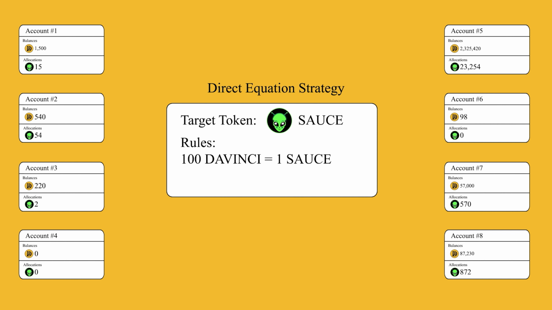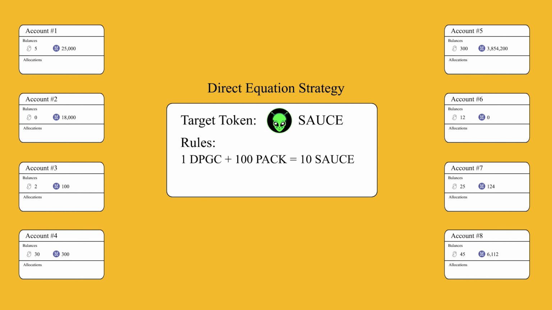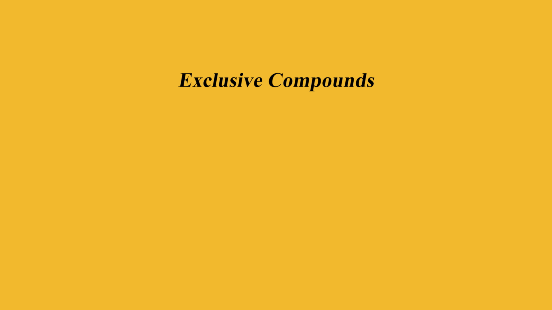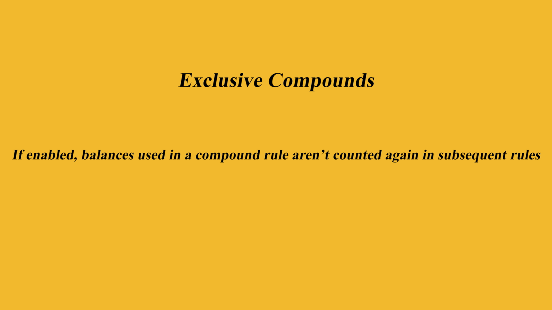You can also define compound rules, where multiple tokens are required to meet a condition. For instance, 1 dead pixel NFT plus 100 pack equals 10 sauce tokens. This means for each combination of 1 dead pixel NFT and 100 pack tokens that a filtered account holds, it receives 10 sauce tokens. You can define up to 10 rules like this. Additionally, there's an exclusive compound option, which ensures that balances used in a compound rule aren't counted again in subsequent rules. This prevents double counting when you have complex rules.